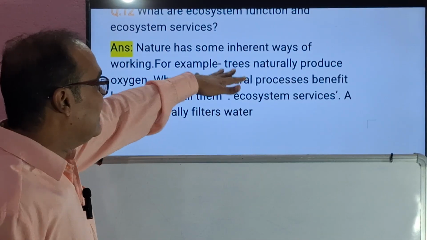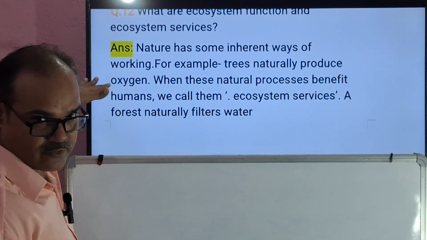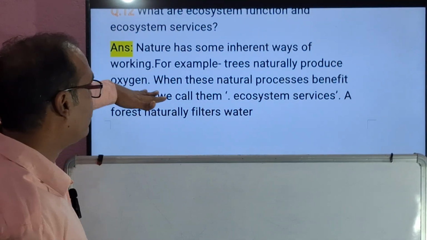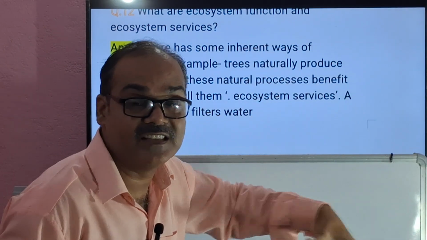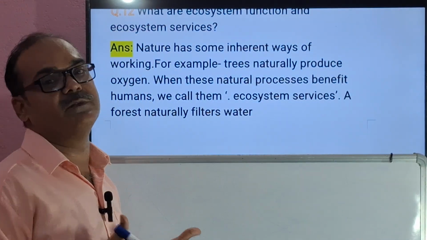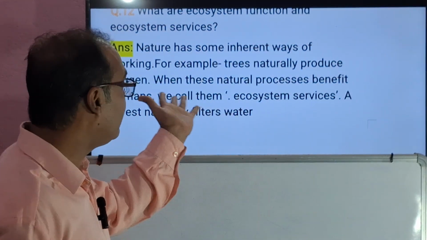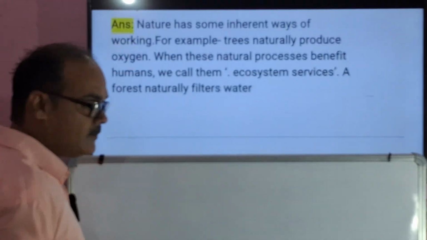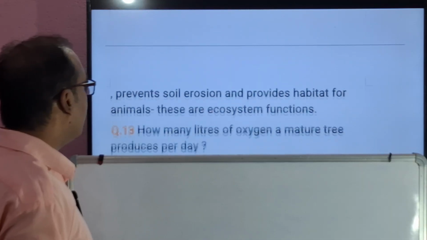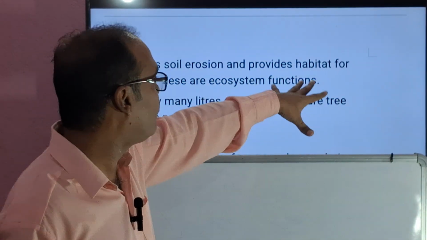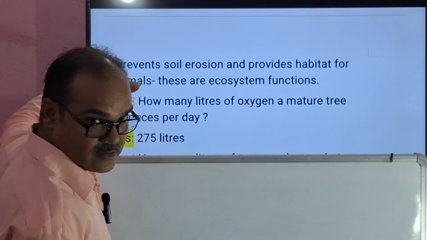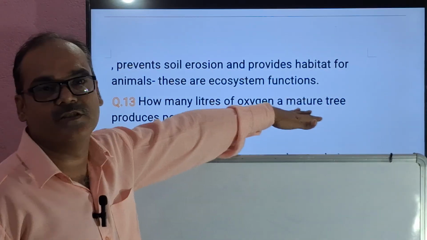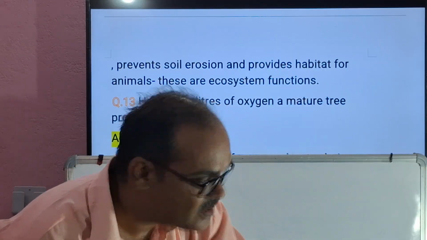For example, trees naturally produce oxygen, right? When these natural resources benefit humans, we call them ecosystem services. These are the services which we get from the trees, from the ecosystem. So it is called ecosystem services. A forest naturally filters water, then prevents soil erosion and provides habitat for animals. This is the function of the forest, and that's why these are called ecosystem function.